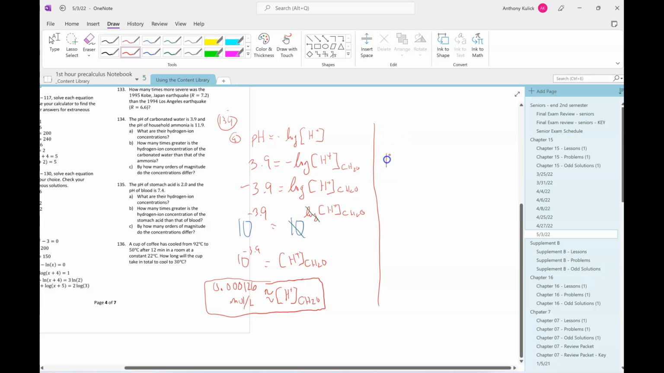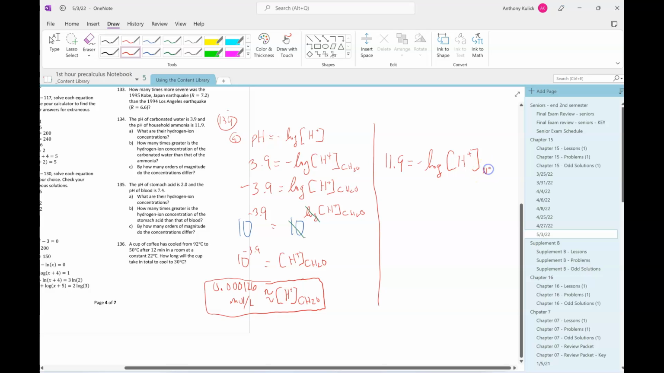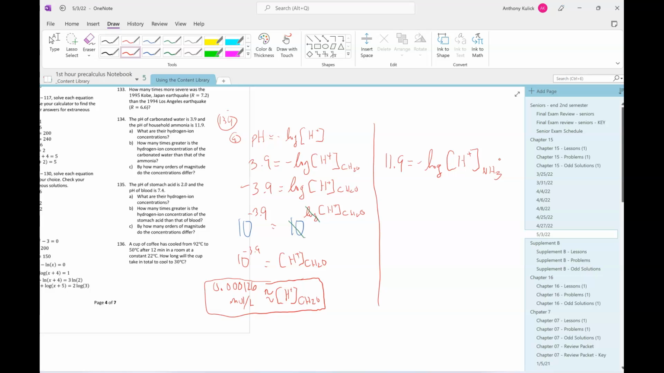So then we do the same thing, and we say 11.9 equals negative log. And then I need a subscript for ammonia. Now because I'm an extreme nerd, I know the chemical formula for ammonia, and that's going to be shorter lettering than any like AMM or whatever you might want to use, so that's what I'm going to use: NH3, which is the chemical formula for ammonia. Any kind of subscript you want to tack on there just so you remember which one is which would be fine.